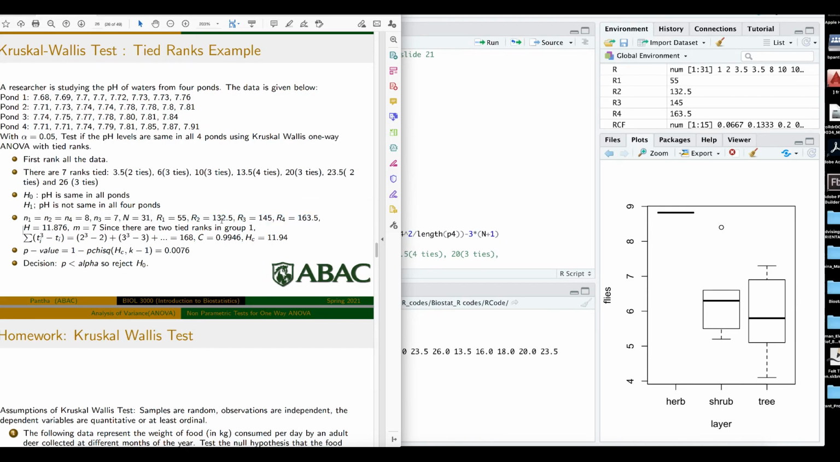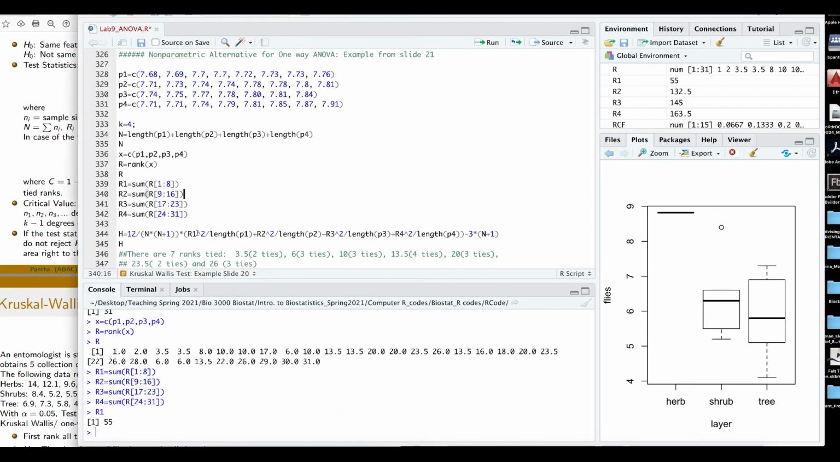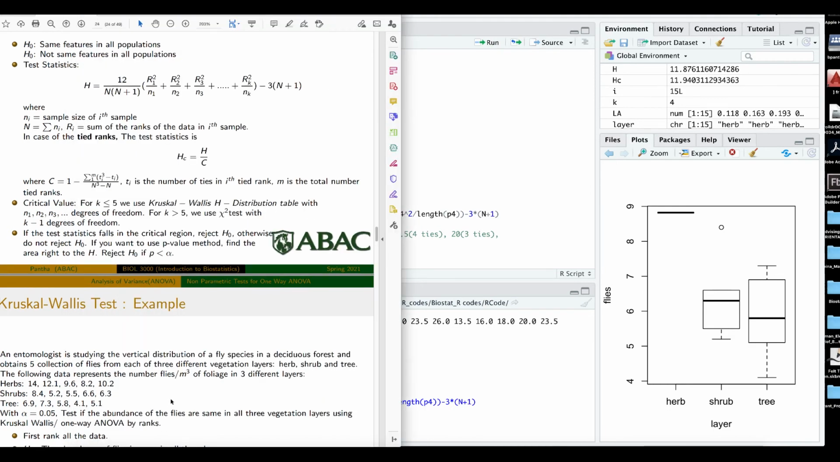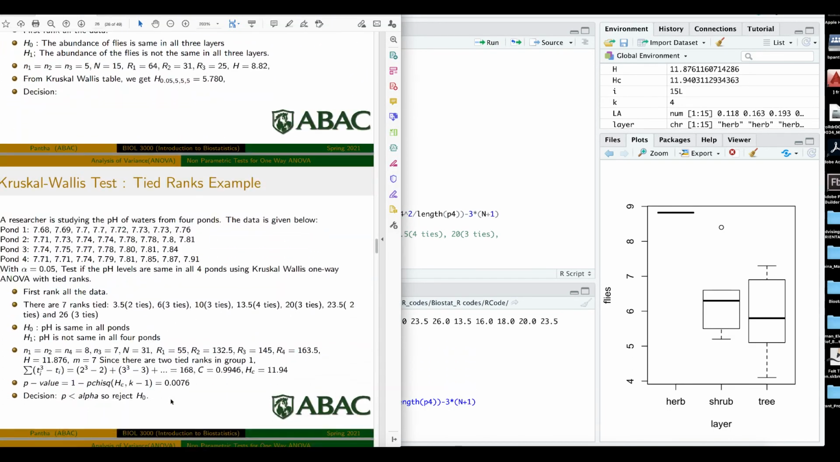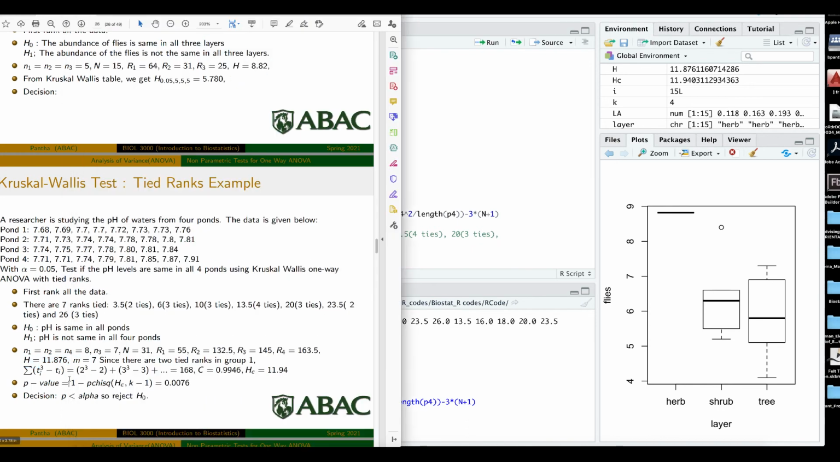And what is the formula for H? You use that formula for H. That's what I wrote here. H is 11.876. What do we get here? So H is 11.876. You see that? That is the H value. Now M is 7, meaning that there are 7 tied ranks.